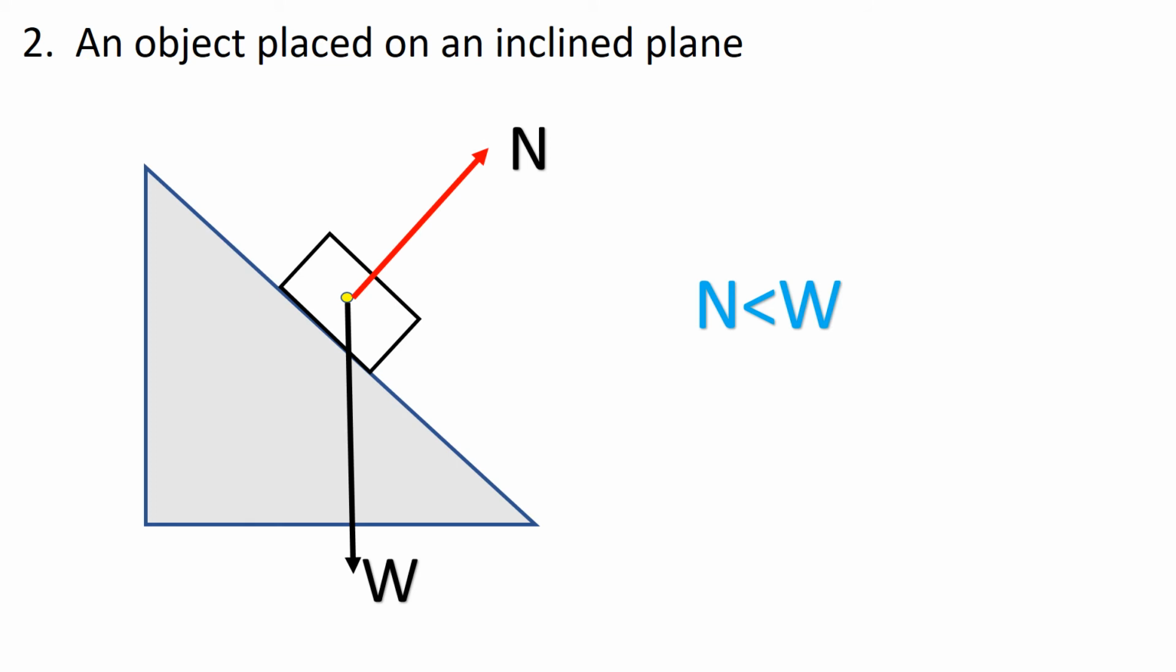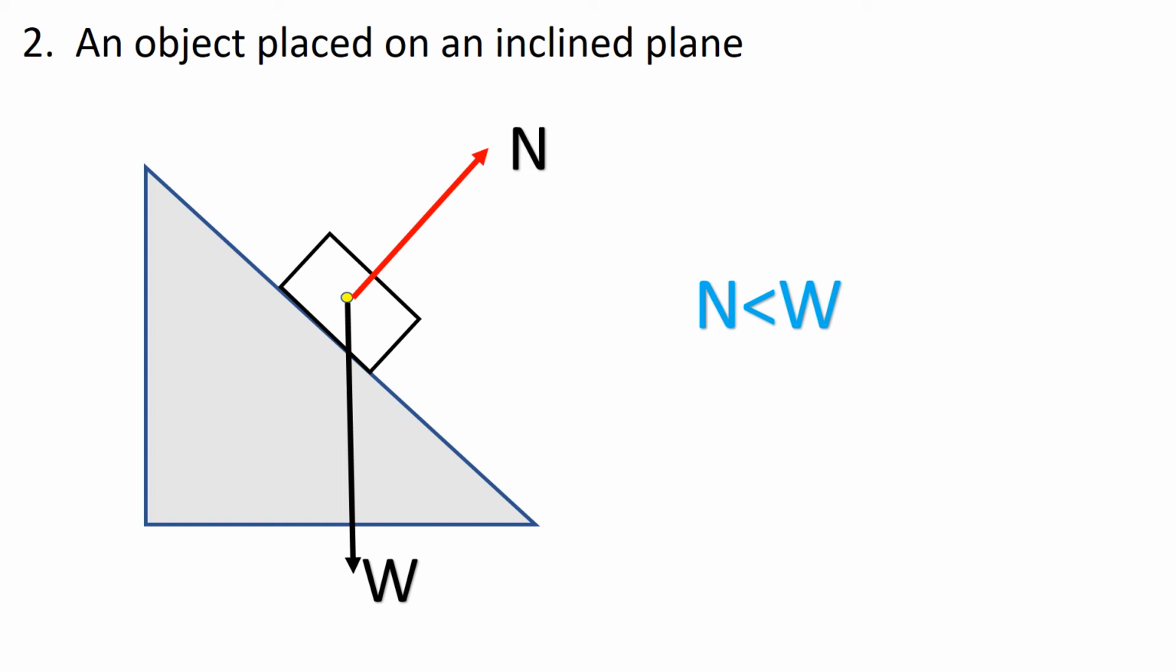Now you have an object placed on an inclined plane. Here you find that the weight acts in the downward direction, vertically down, and it is represented using the letter W. But the normal force is acting perpendicular to the surface. So they both are not in the opposite direction. See? Normal force always acts perpendicular to the surface. Here the surface is the surface of the inclined plane.